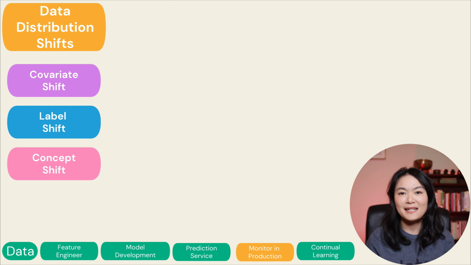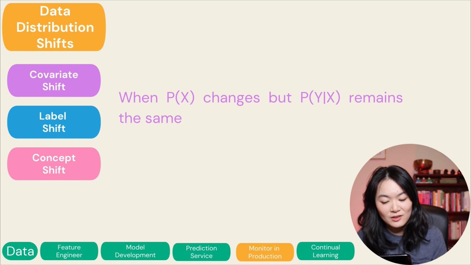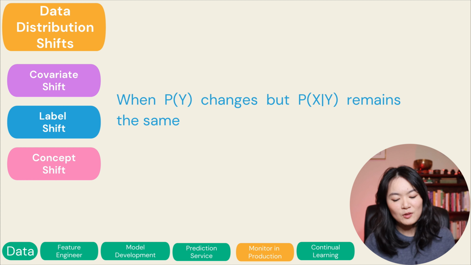There are three main types of data distribution shifts. Covariate shift is when P(x) changes but P(y given x) remains the same. For example, you know that the risk of breast cancer is higher for women over the age of 40, so you have a variable age as your input. You might have more women over the age of 40 in your training data than your inference data. So the input distribution differs for your training and inference data. Label shift is when P(y) changes but P(x given y) remains the same.